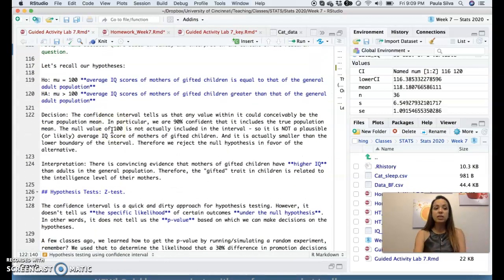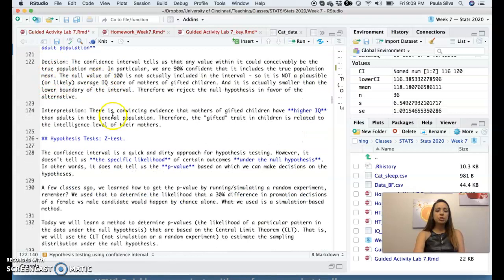Therefore, we reject the null hypothesis that the IQ of mothers of gifted children is just like the IQ in the general population. So the interpretation here is that there is convincing evidence that mothers of gifted children have higher IQ than adults in the general population. So again, this is statistical inference, because we're using data of one sample to make an inference about what happens in the full greater population of mothers of kids that are gifted, right? Therefore, the gifted trait in children is related to the intelligence of their mothers, it seems.